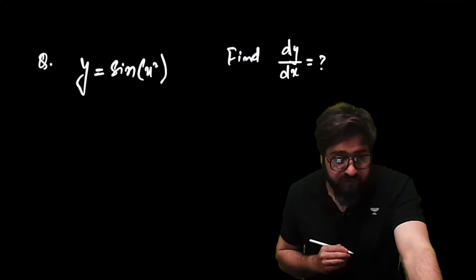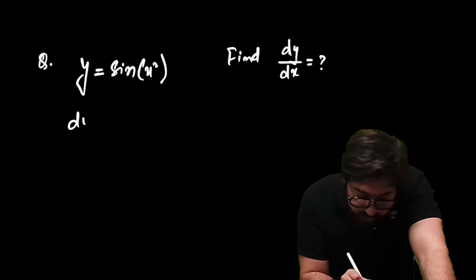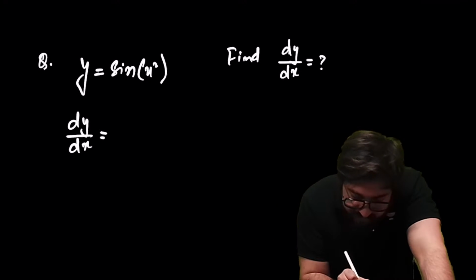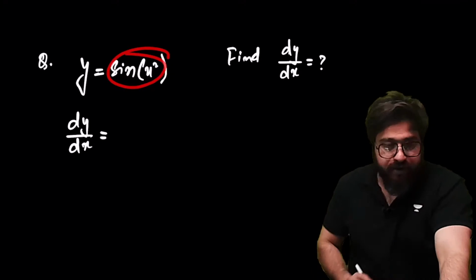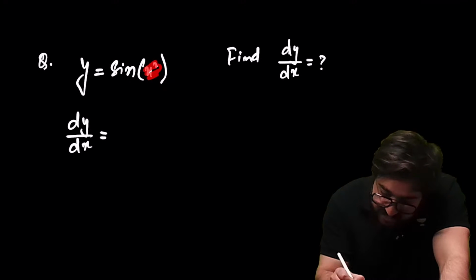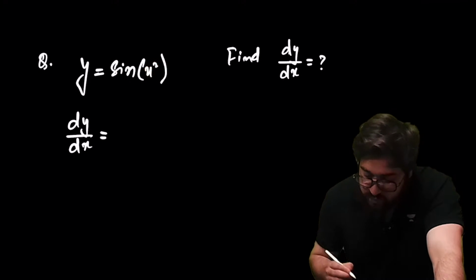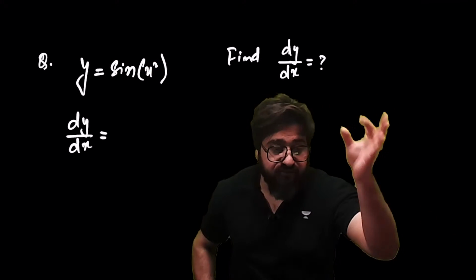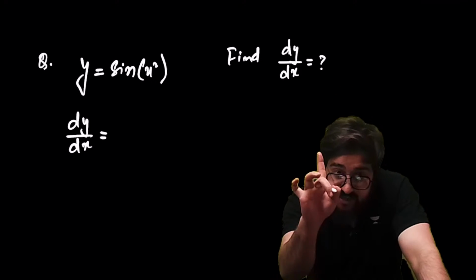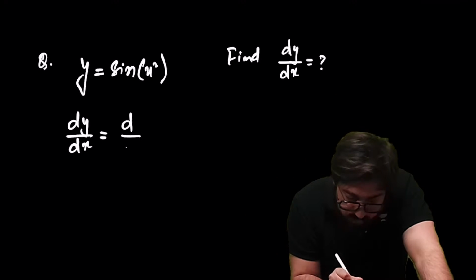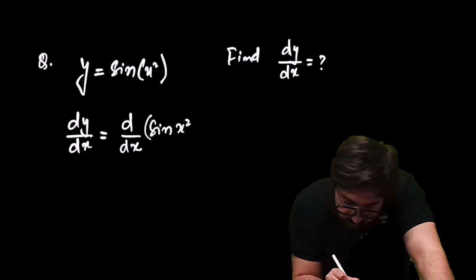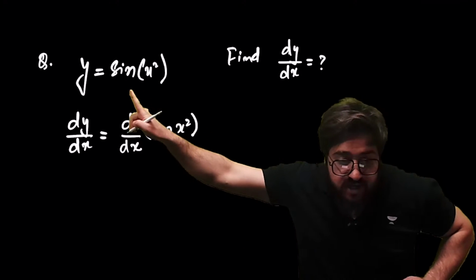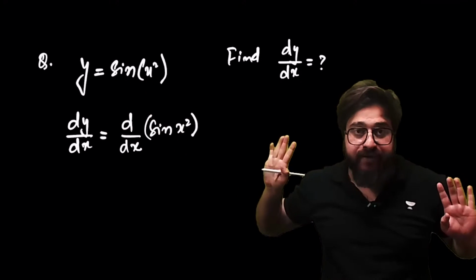In this case, what you will do is that dy by dx is, first, you will do the differentiation of the whole. Consider this x square as x only. So what is the differentiation of sine x? See, what will you do? First, you will do the differentiation d by dx of sine of x square. First, you will do the differentiation of the whole term.